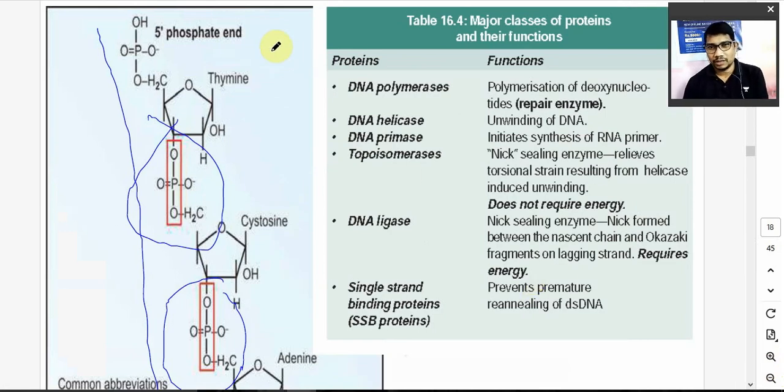DNA polymerase, पहला प्रश्न होता है DNA polymerase. So there are different isoenzymes of DNA polymerase. इसमें types of isoenzyme होता है. So DNA polymerase type 1, DNA polymerase type 2, DNA polymerase 3, ऐसा होता है. So there are 3 types: DNA polymerase 1, DNA polymerase 2, DNA polymerase 3.